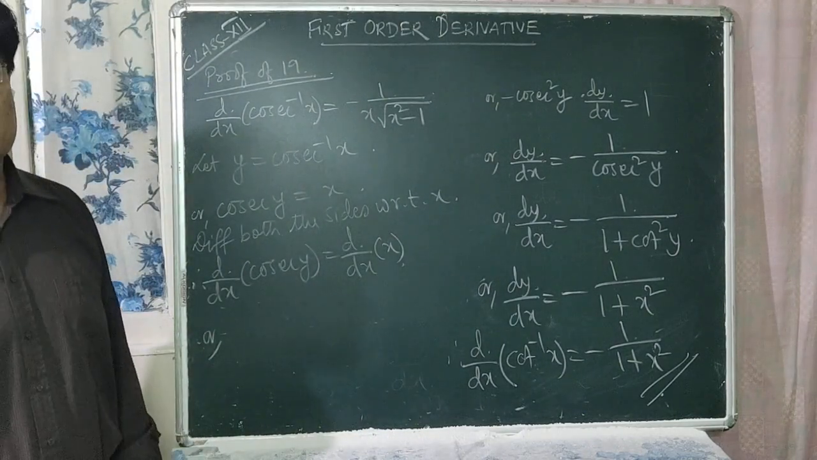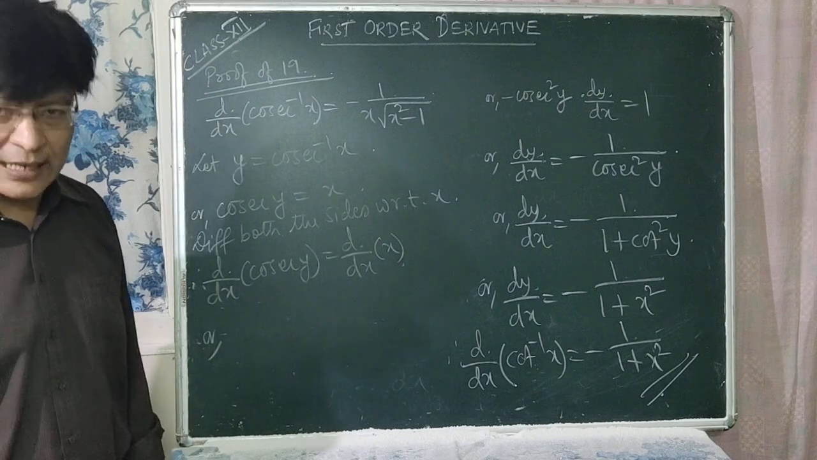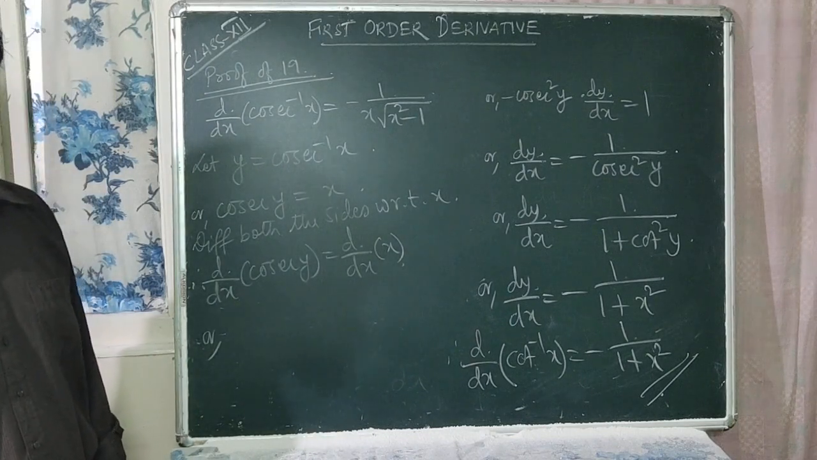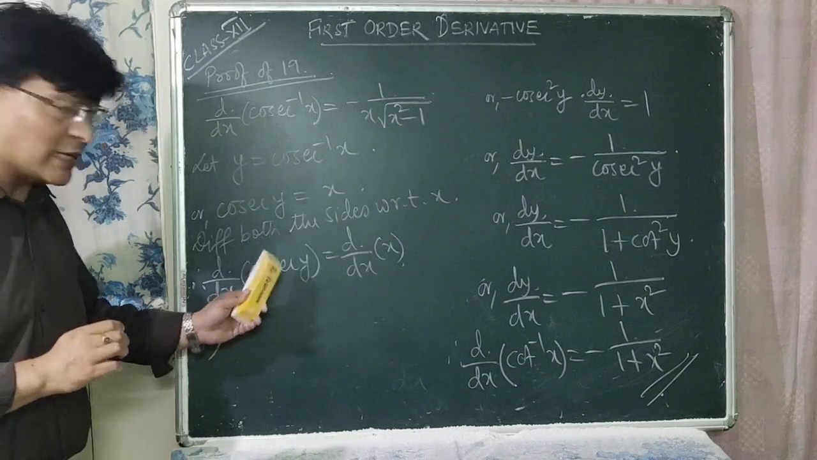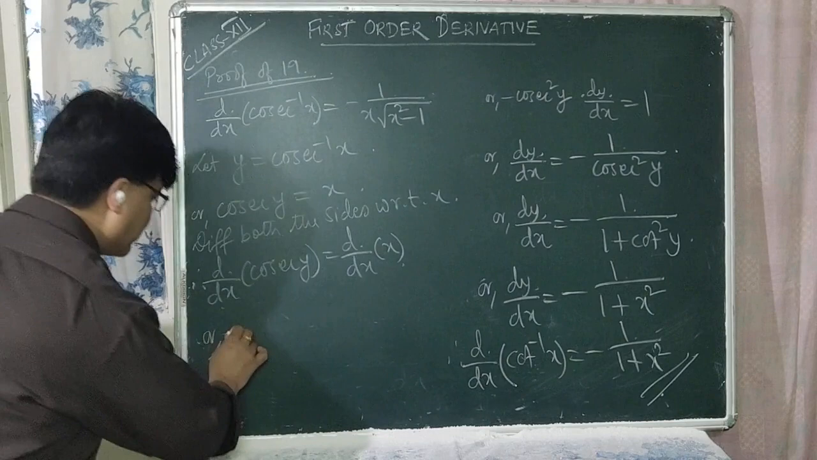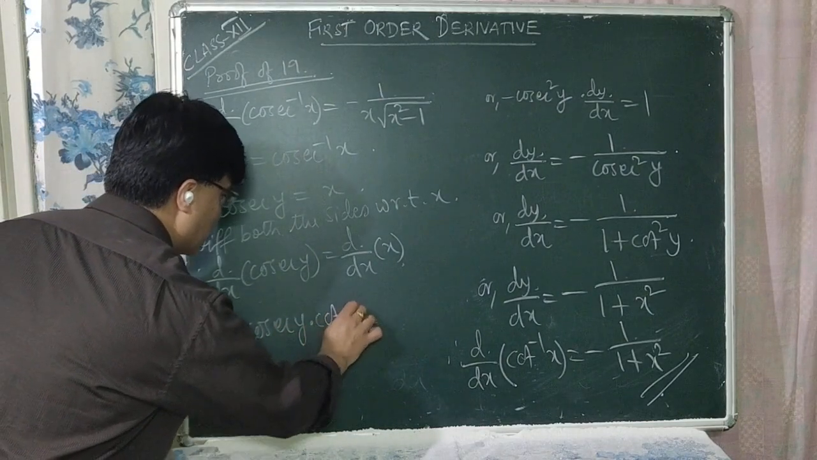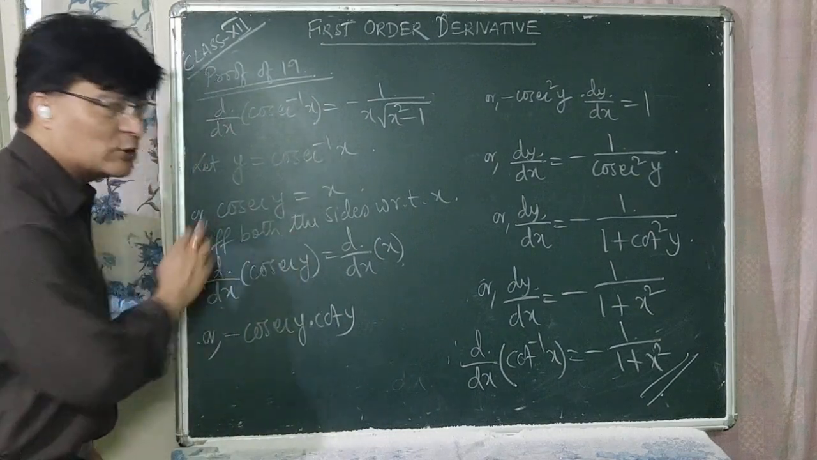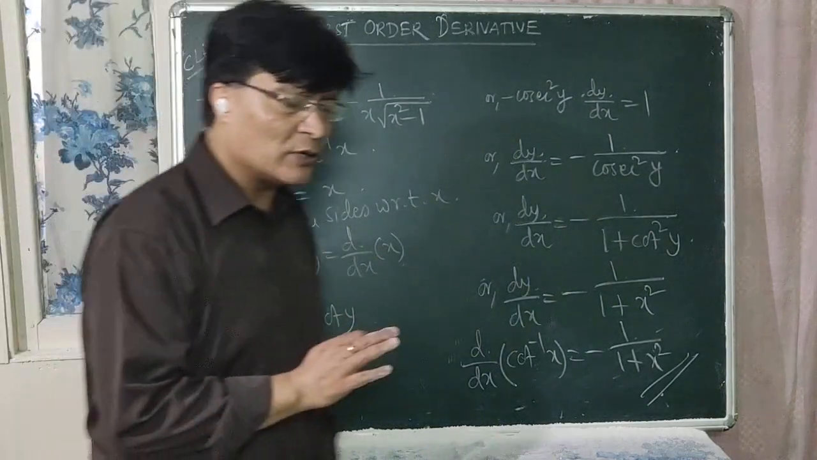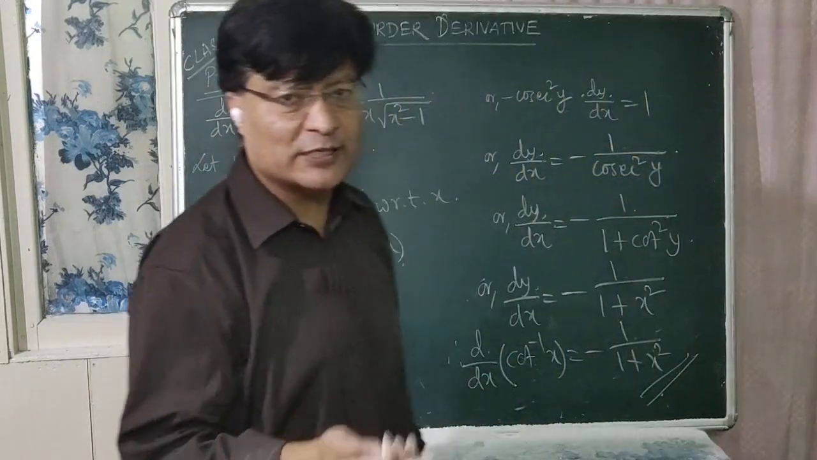What is the differentiation of cosec x? You did it in class 11. What is the differentiation of cosec x? Minus cosec x cot x. But in this case, what is x? It is y. So you should write here minus cosec y into cot y. So which function is taken as x here? It is y. The function which is assumed as x is also to be differentiated.